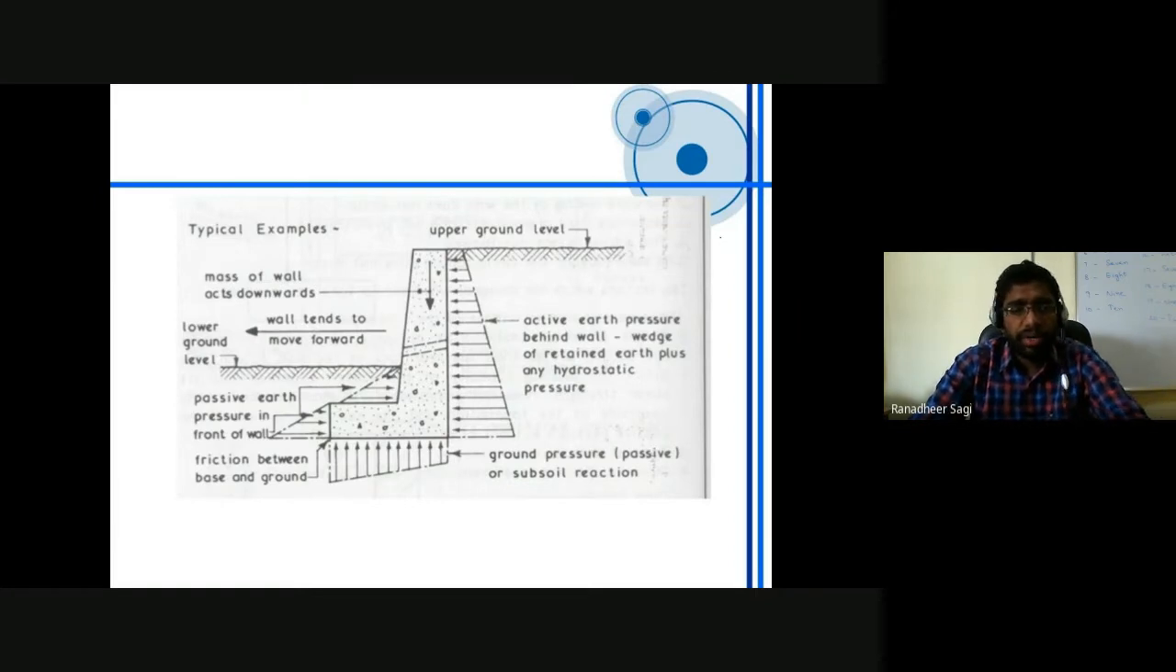Now, typically, when you look at a retaining structure, what are the different forces that are coming on that particular retaining structure? That is something we need to understand.